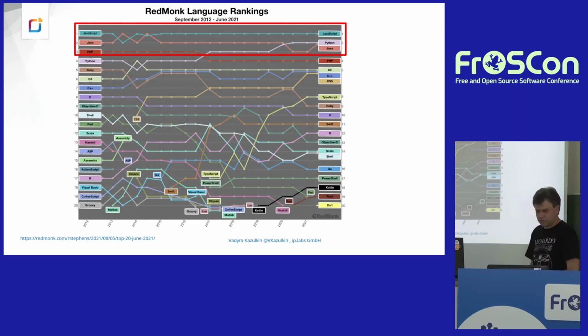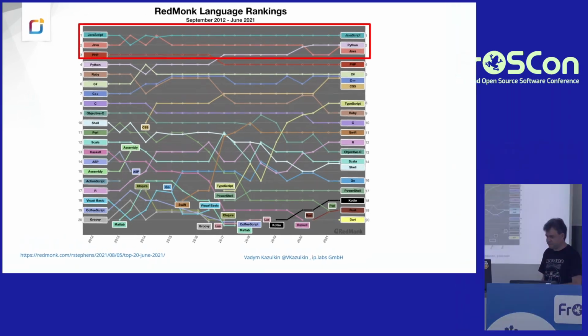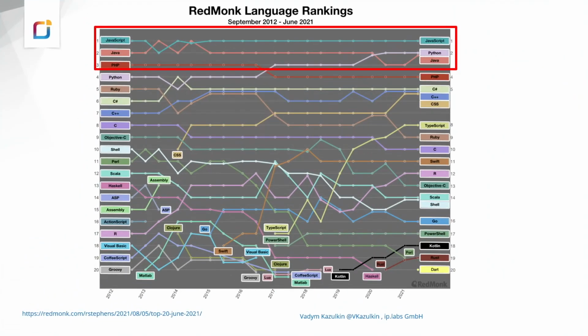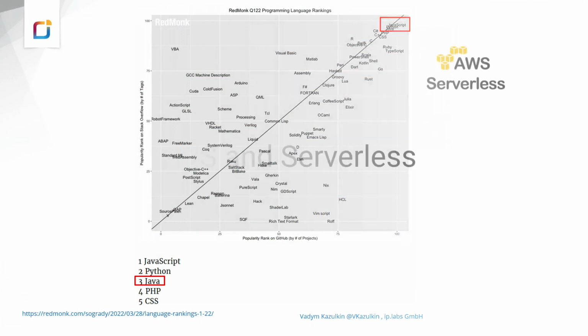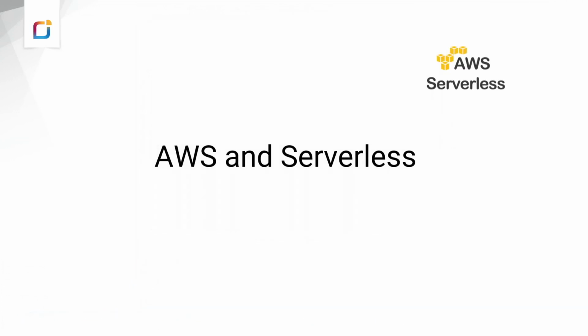Depending on which source you take, it's probably somewhere between place 1 and 3, depending on how it's calculated: sometimes by GitHub repositories, sometimes by job postings or Stack Overflow questions. Even for this year, nothing changes. It's just up there. Now we will look into AWS and serverless.